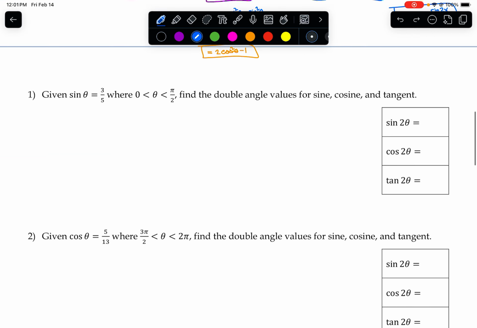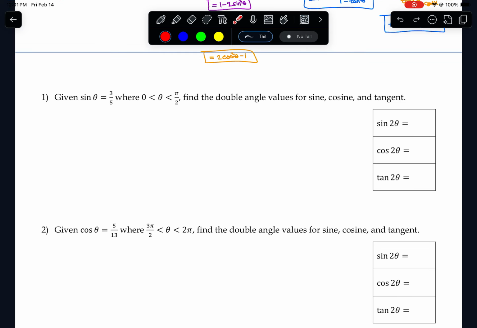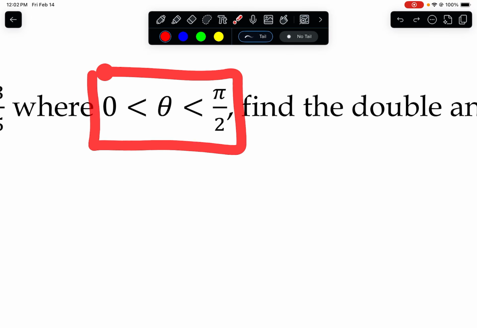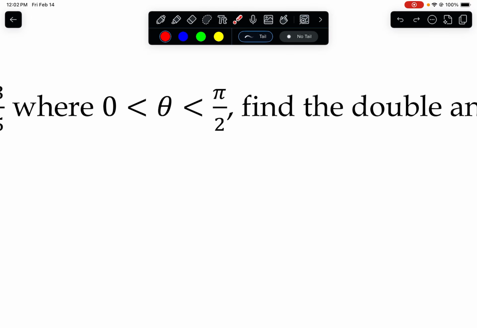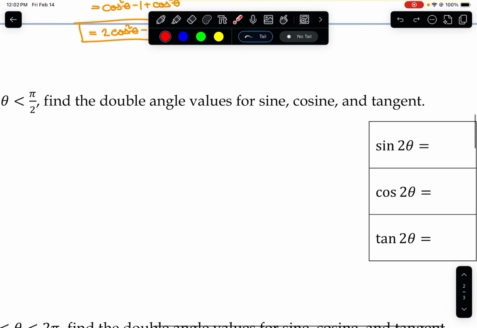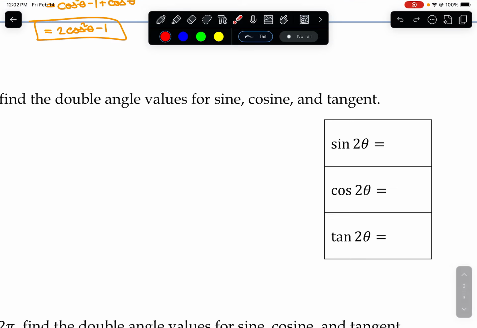Okay, anyways. Now for the practice problem. We're going to be given some sort of trig ratio. I give you that sine of theta is equal to 3/5, specifically where theta is between 0 and pi over 2. And you want to find the double angle values for sine, cosine, and tangent.